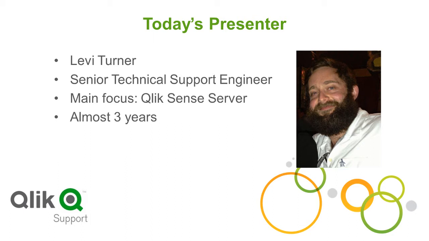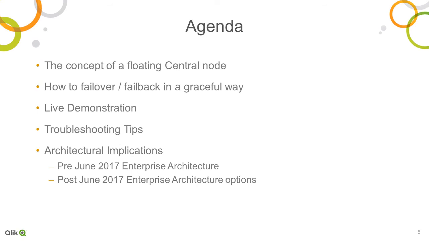So what we're going to cover today is the concept of a floating central node. Like, what does that mean in practical reality? How to fail over and fail back, both automatically and programmatically using APIs. We're going to go over a live demonstration where we're going to work through that workflow doing the API calls, and we'll also briefly touch on troubleshooting, and then move on to architectural implications of what this means and how we would expect sites to be architected using this functionality.